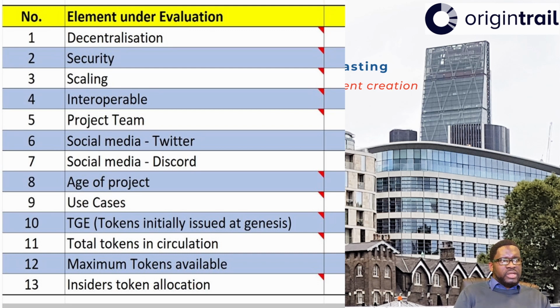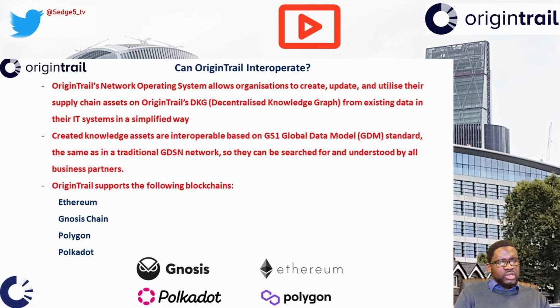Starting with interoperability, central to OriginTrail's interoperability credentials is Trace Labs' network operating system, which is designed to streamline the connection between legacy IT systems, for example, enterprise resource planning or ERP, WMS, LMS, and many others, where data can be transformed into assets and stored.